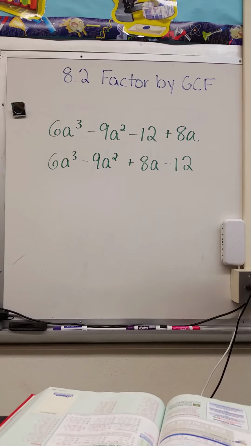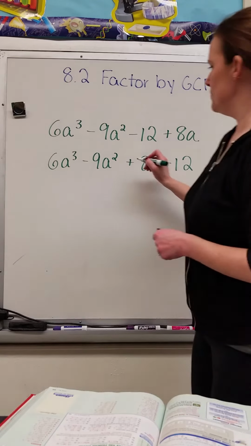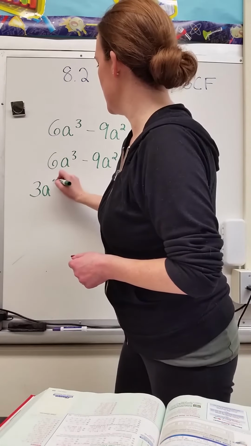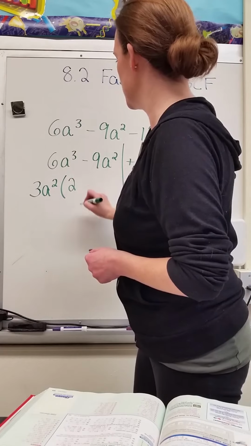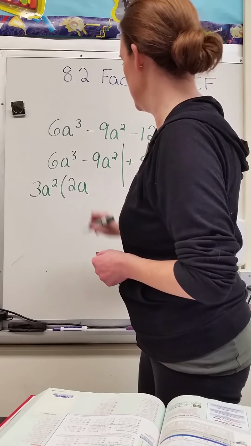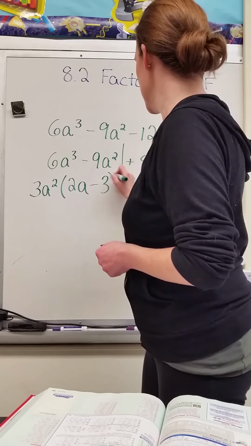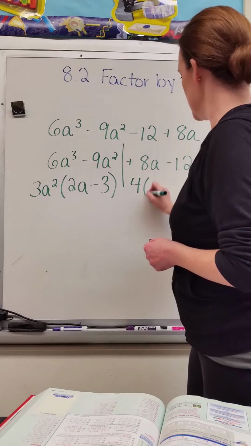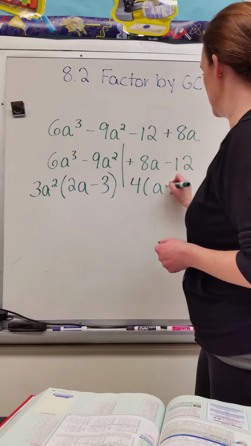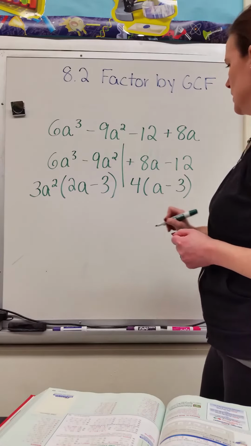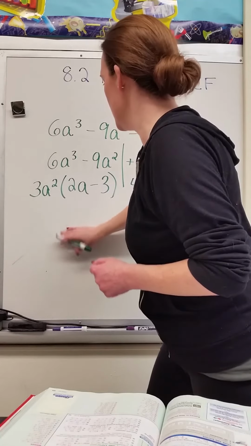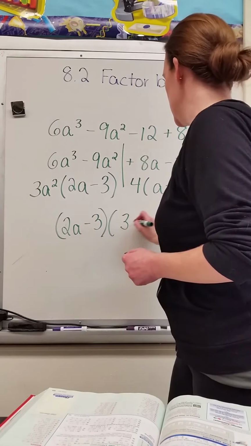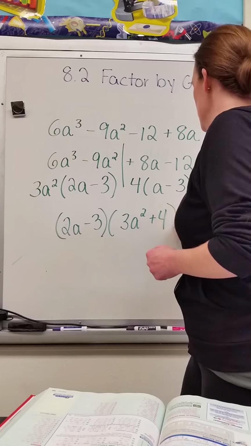Again, this one isn't going to do anything strange with the signs, but when you go to break it down the middle, here you would take out a 3 and an a squared. That would leave you with a 2 and an a. And here that just leaves you with a minus 3. Here you can take out a 4, and that leaves you with an a minus 3. So this is one where you would then have your 2a minus 3 and your 3a squared plus 4.